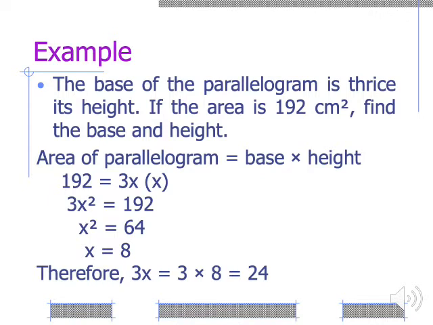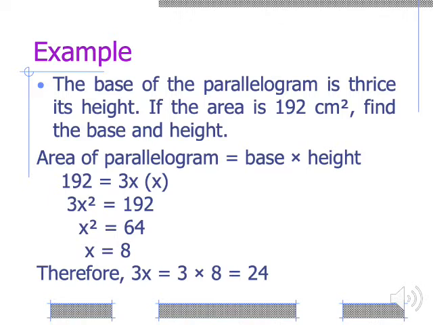So from the formula, area of the parallelogram equals base times height. So we have 192 equals 3x times x, or by symmetric property of equality, we can say that 3x squared equals 192. And the golden rule in algebra is that if you do some manipulations on the left, you will also do it on the right. So we will divide both sides by 3 to eliminate the constant 3. So we have x squared equals 64. And finding the square root of 64, x is equal to 8.